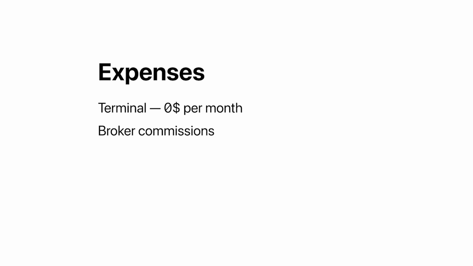Let's sum things up a bit. Almost all trading is done through market, limit, and stop orders. You can not only buy stocks, but also short them. The expenses in this case consist of 3 parts: the cost of software, commissions, and fees.